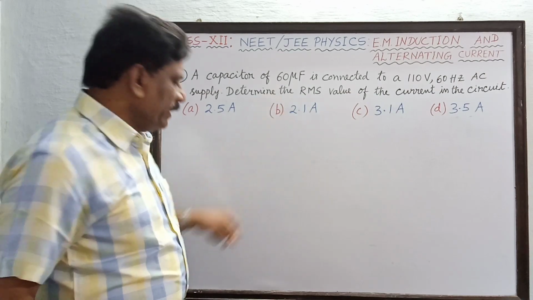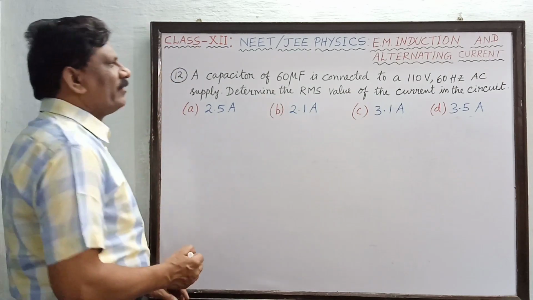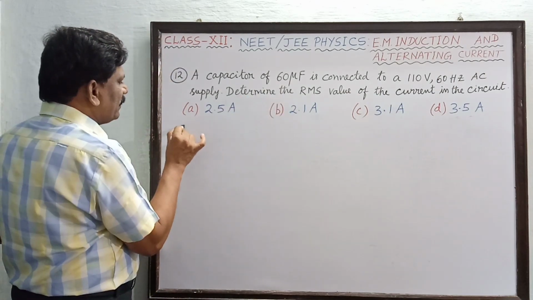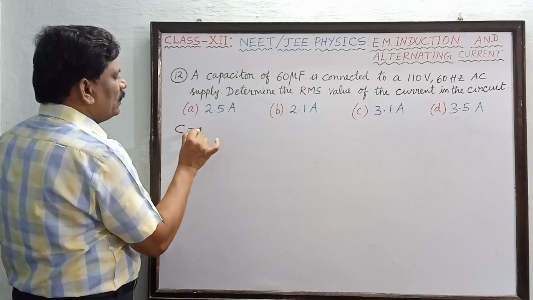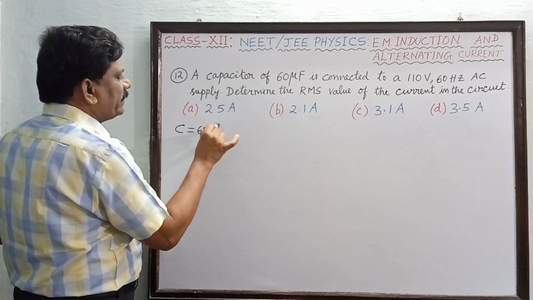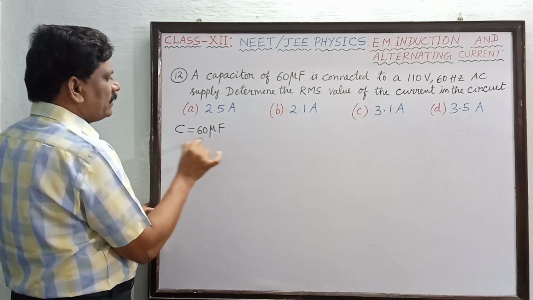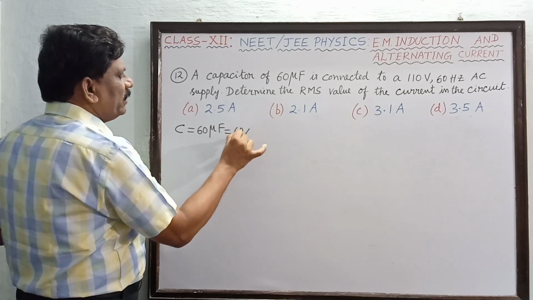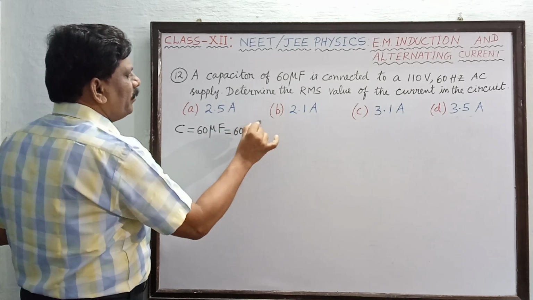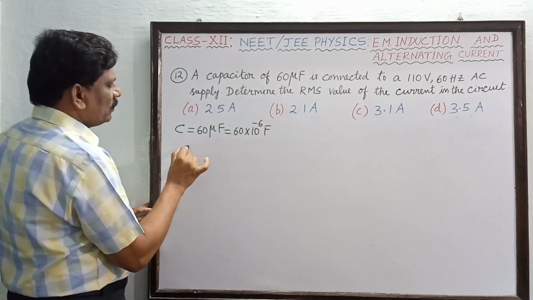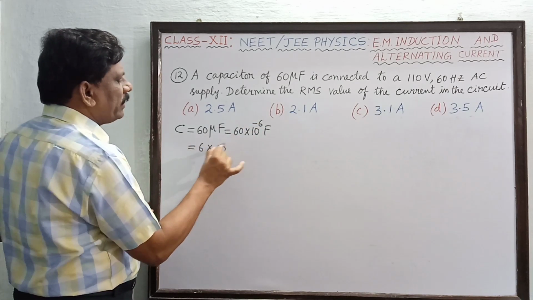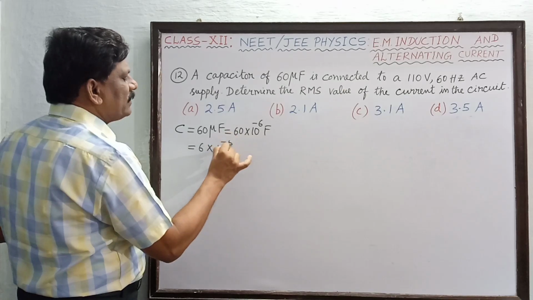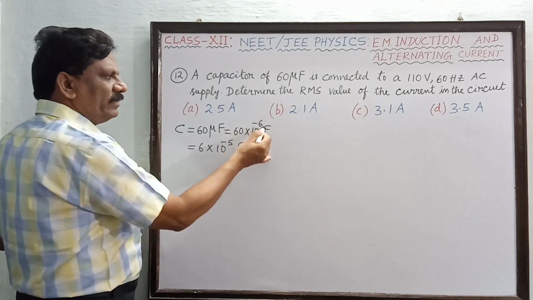While reading the problem, I will write all the information available. The capacitance C is equal to 60 microfarad, so this is 60 into 10 power minus 6 farad. So this is equal to 6 into 10 power minus 5 farad.